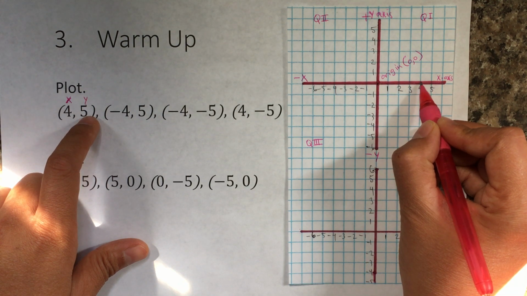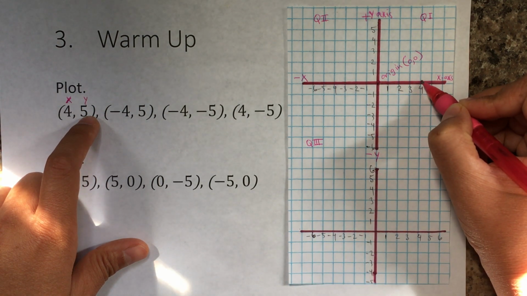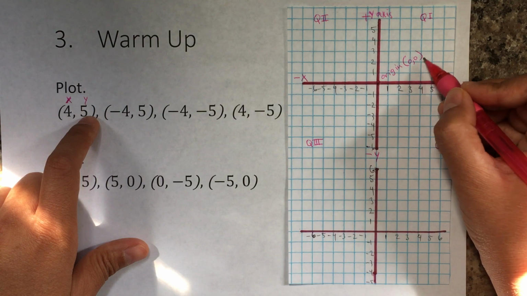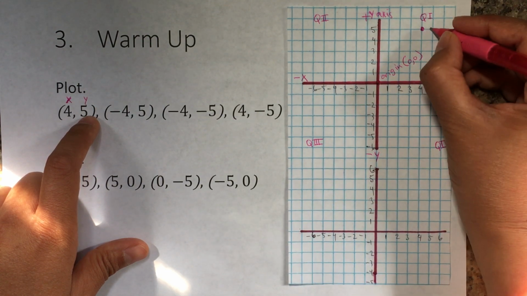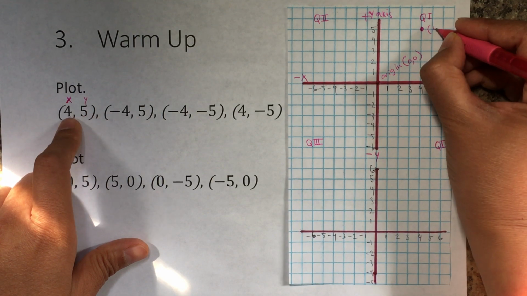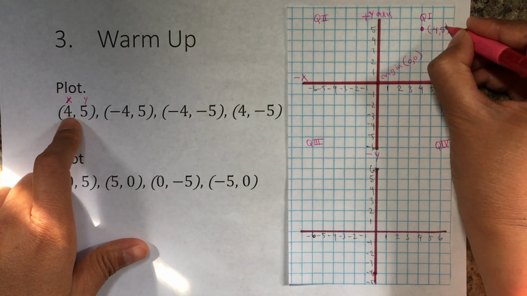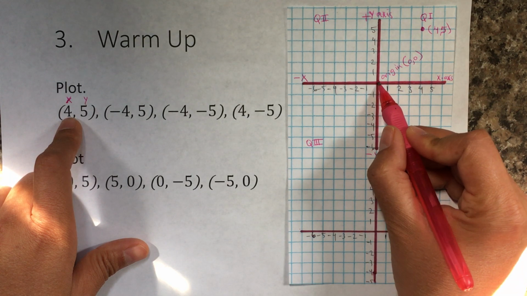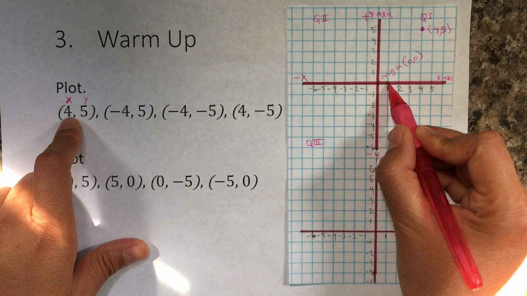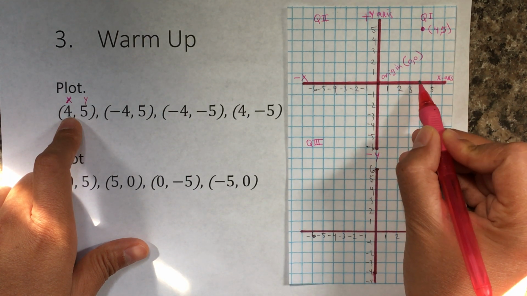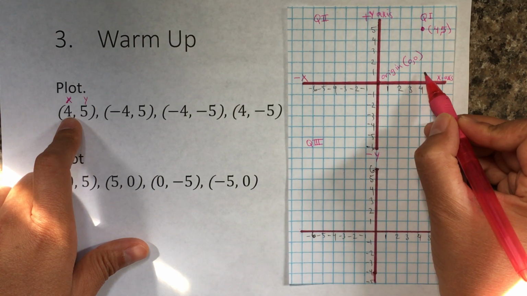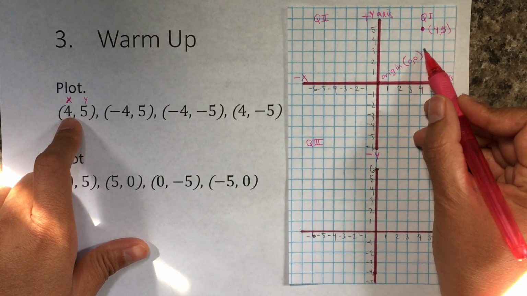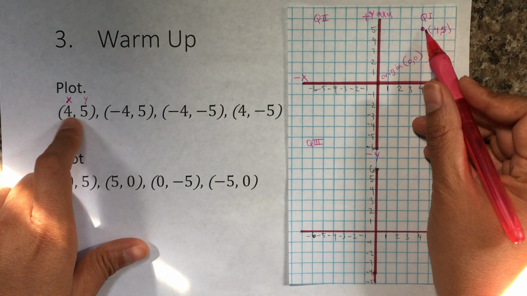Notice that I didn't put my point in there. I'm going to do it now: 1, 2, 3, 4, 5. So the point is right here. So that's the first point, which is 4, 5. When I count, I start counting here. 1, 2, 3, 4. So it's after I make the jump. And then 1, 2, 3, 4, 5.